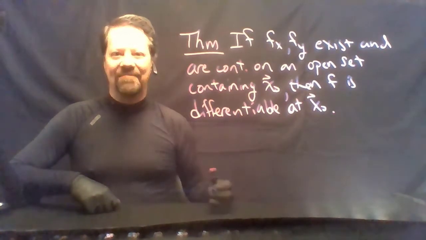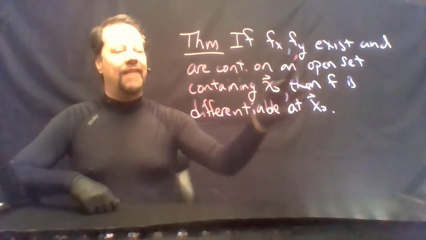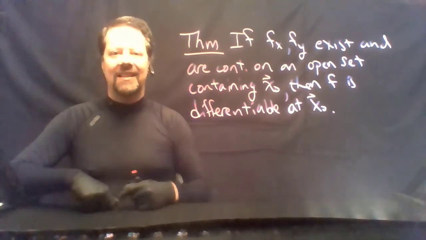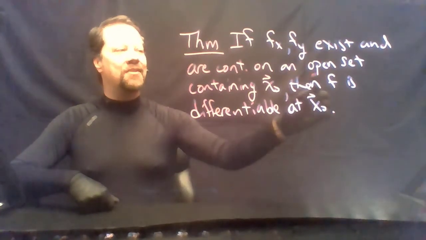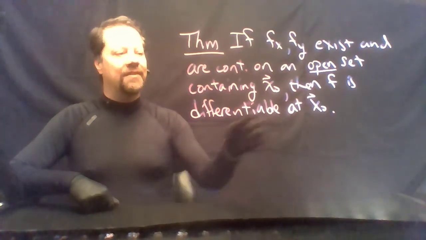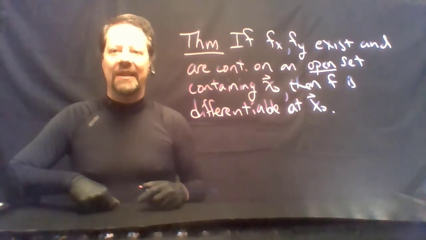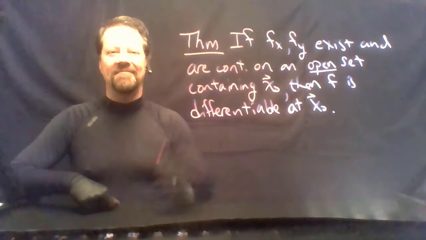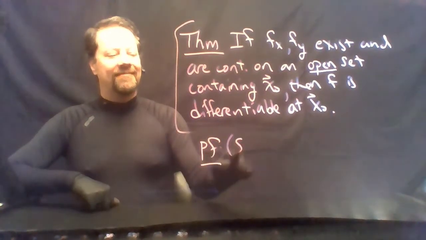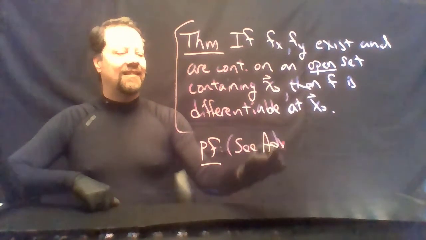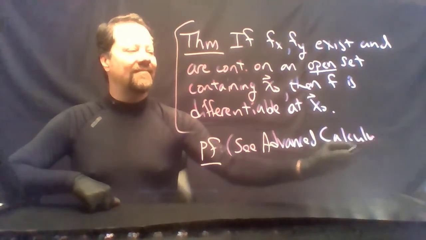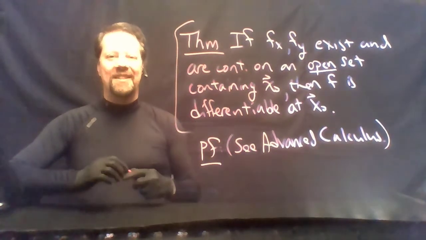at x naught. So you have to have some level of regularity for these first-order partials on an open set containing the point in question. It's interesting here that the topology of the set ends up being essential to the truth of our conclusion, differentiability at this point x naught. For the proof, see advanced calculus. We're not going to prove this here.